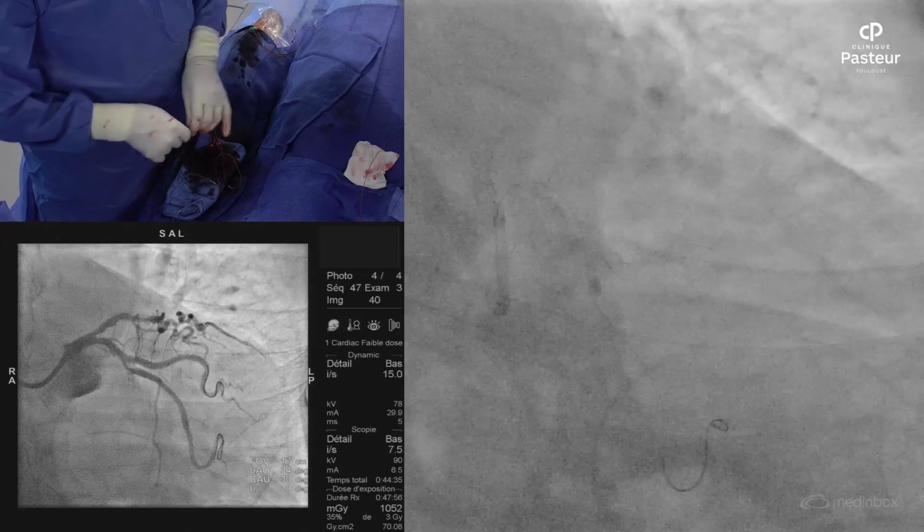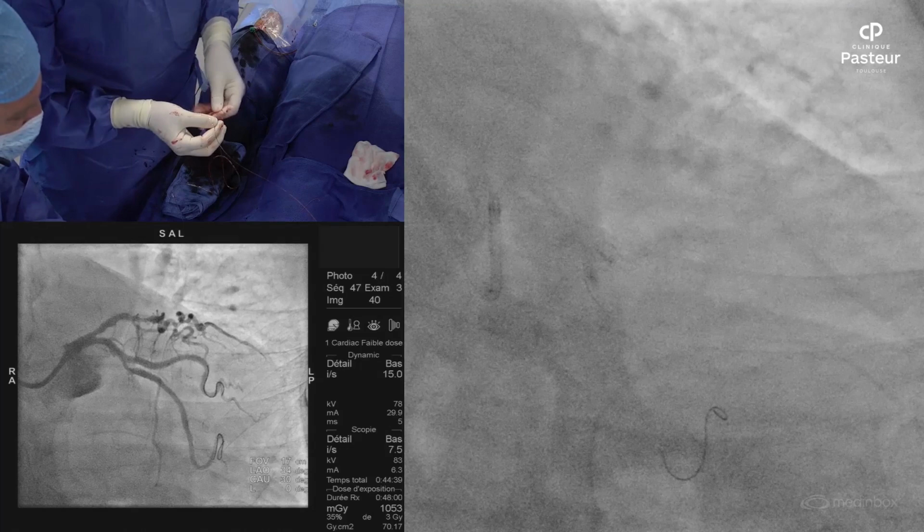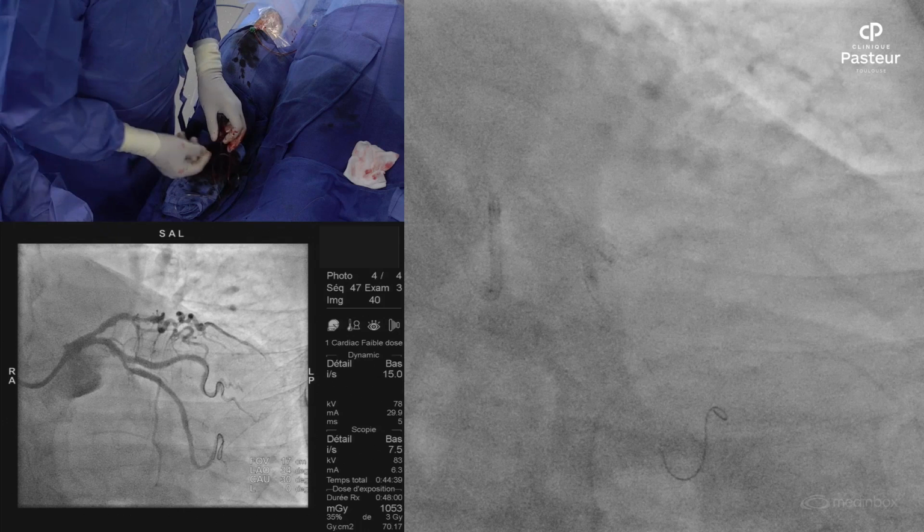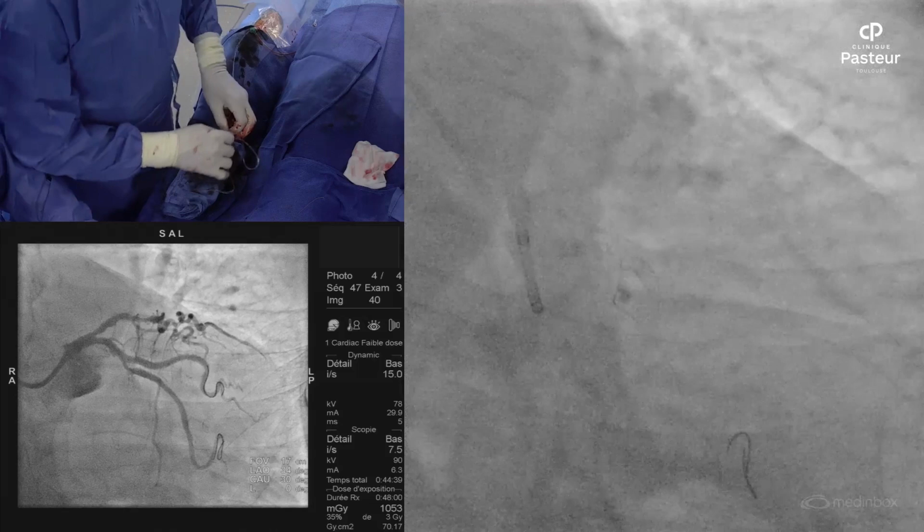If that is not working, then we can advance the guideliner, or we can advance a microcatheter and use a stiff wire. I like this idea. And on the stiff wire, advance again the stent in the OM2. If this is not working, maybe we will leave it like that.